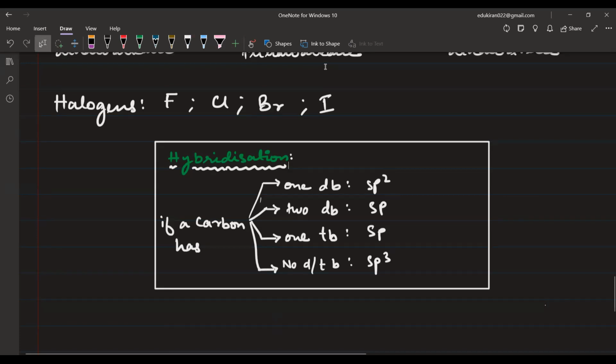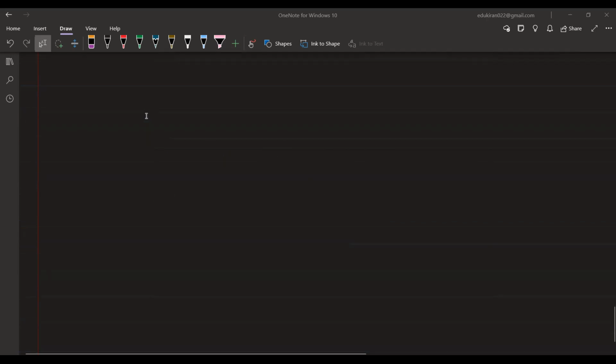I hope you guys recognize these words: sp2, sp3, sp. Yes or no? Please tell me. If anyone here does not recognize this, please let me know now. I will not ask you what is sp2, what is sp3, what is sp, but I just want you to remember it. Okay, fine. I hope everyone remembers it. I hope you have written this. Now you'll write. We are going to now classify the monohaloalkanes.